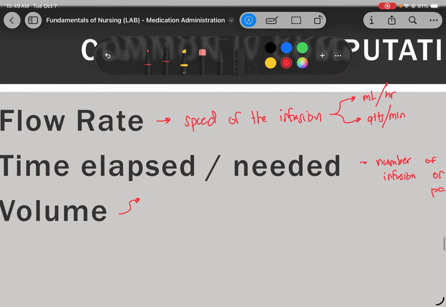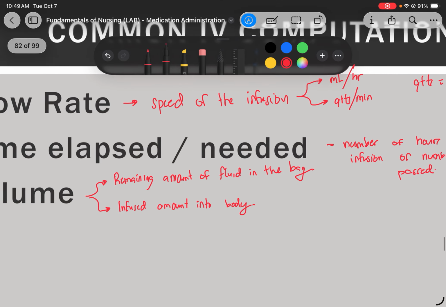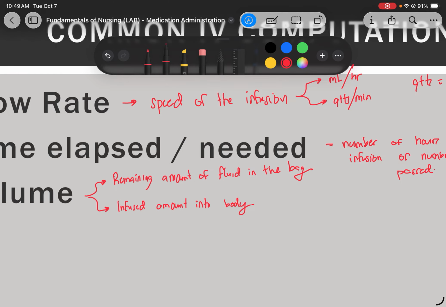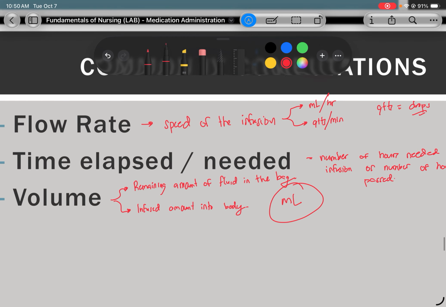And then the volume. This will solve for the remaining amount of fluid in the bag, or it will also solve for the infused amount into the body. Don't worry, class, because most of the time when we're talking about IV fluids, the unit that we will use for volume is in ml. Sometimes we will use liters, but basically ml and liters are easily convertible.